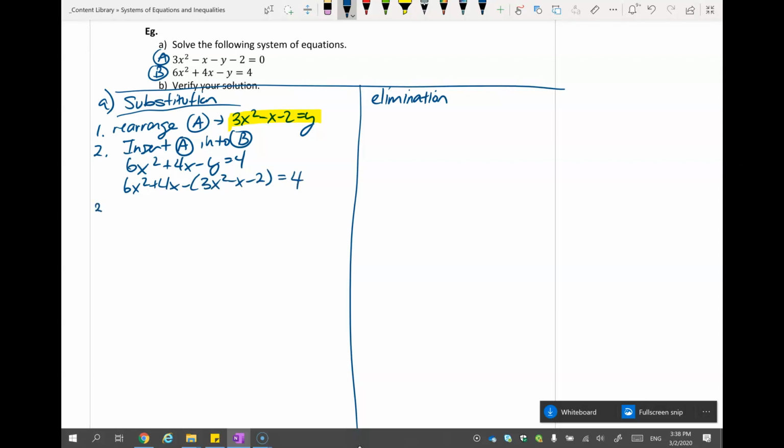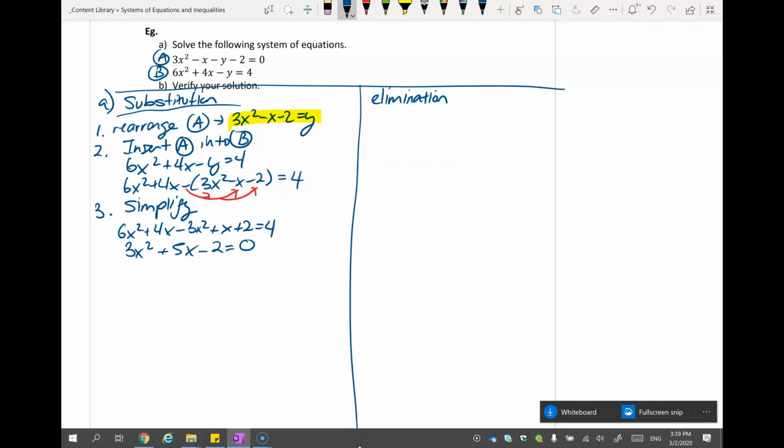Now I'm going to simplify. This negative is going to change my sign for 3x squared, that negative x into a positive x, and this negative 2 to a positive 2. And I'm going to continue to simplify and collect my like terms. So 6x squared minus 3x squared is 3x squared. 4x plus x is 5x. And then I'm going to subtract 4 on both sides. Then we get negative 2.